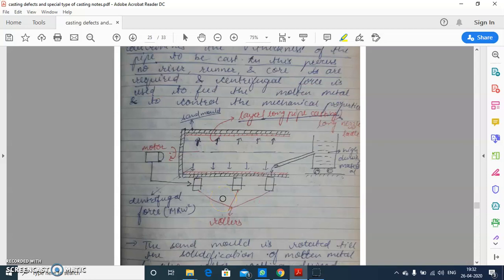I am going to discuss the process of true centrifugal casting. This is a sand mold. This is a motor, and these are the rollers. With the help of rollers and motor, we rotate this sand mold, and this is a ladle nozzle for high density material. This is the molten metal. With the help of this ladle, we put the molten metal in the sand mold.